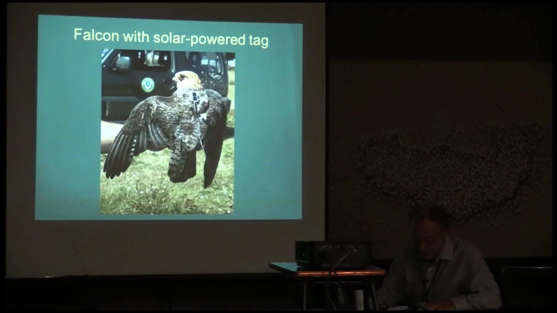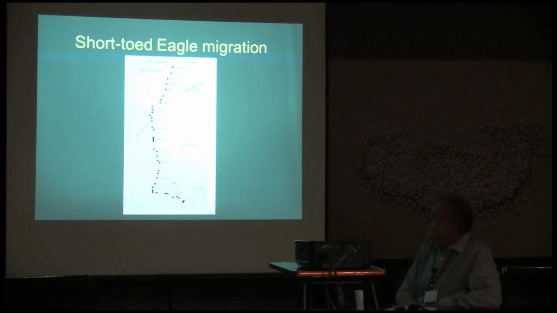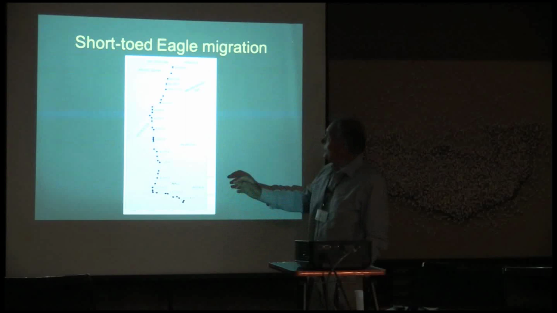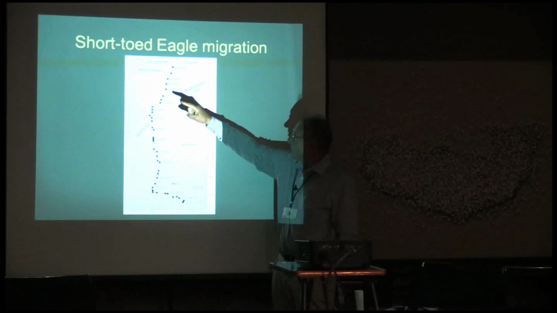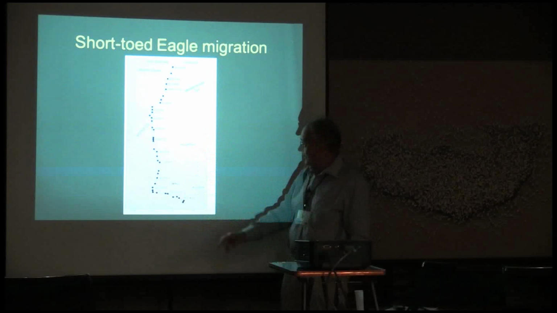But it was clear that this method was going to produce remarkable results. And I want to give you what I think is the first complete record of a raptor, a bird of prey, on migration. And it's a bird that was tagged in France by Bernd Meyburg. It's a short-toed eagle, and he was able to follow the route, the migration, and these dots and the dates here are where that bird stopped to spend each night. It was migrating only during the daytime.